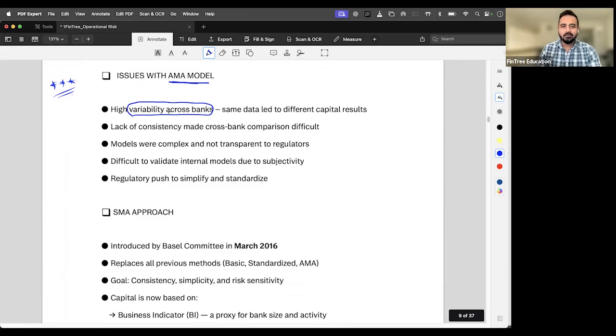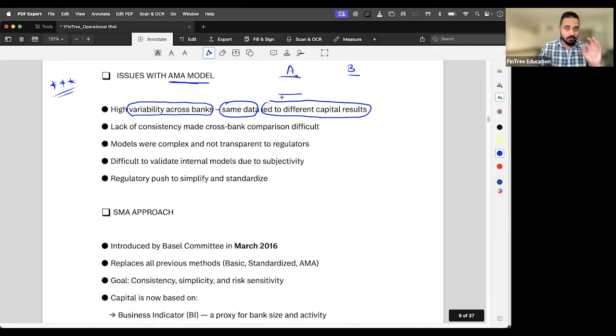Why is that? Because at the end of the day, you're using a Monte Carlo simulation. Simulation can result in very different looking models. Even if I have the same data, when I run a simulation model, I know that output can be anything, right? So the same data led to very different capital results for different banks. So imagine bank A and bank B. Hypothetically, they have the same distribution.